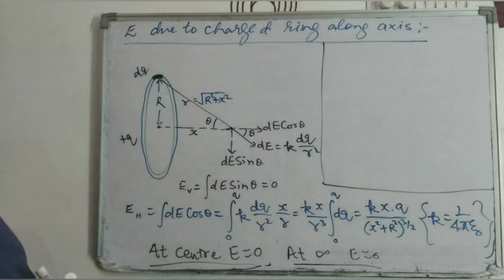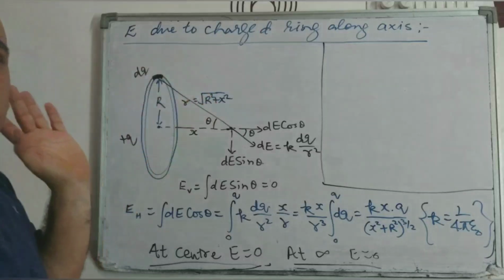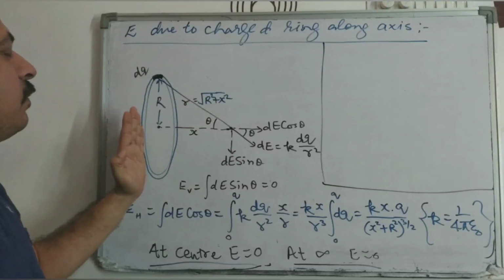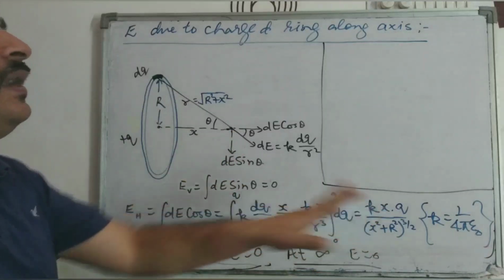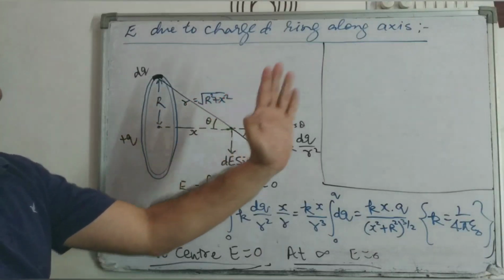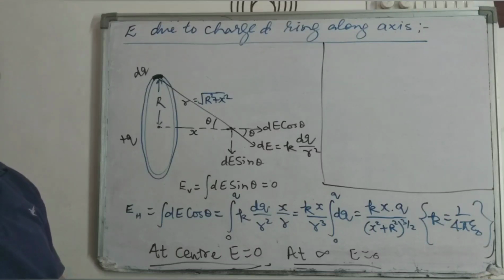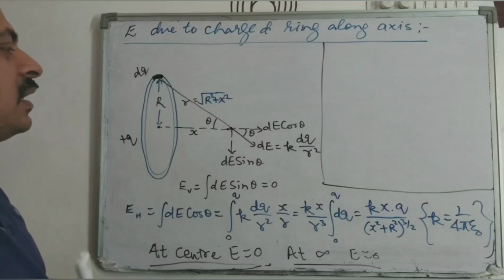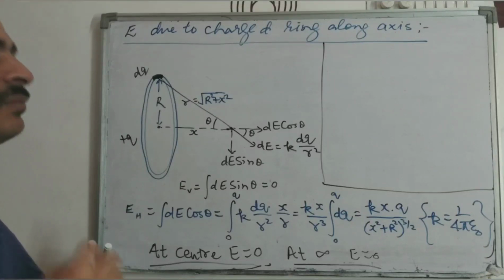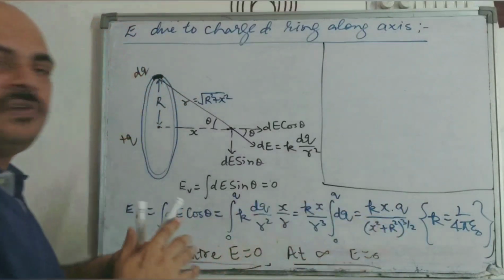What does it mean? It means the electric field is varying from 0 to 0. Starting from 0, ending at 0. Therefore initially it will have some finite electric field, so the electric field initially increases and then decreases up to 0. So what will be the position where it is maximum? How will you calculate the position to get the maximum electric field? So you have the expression of electric field.